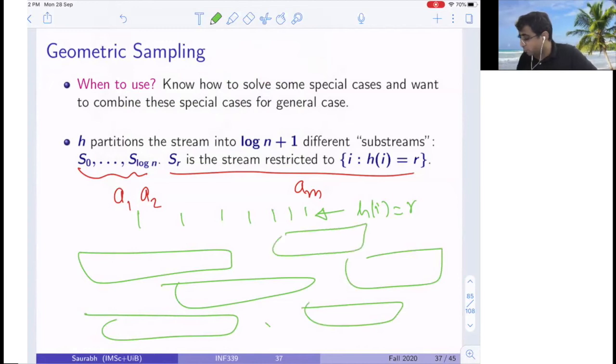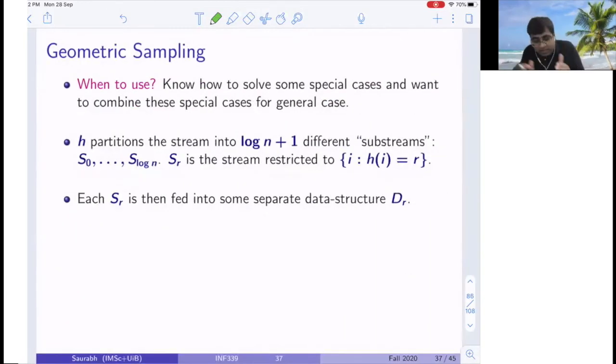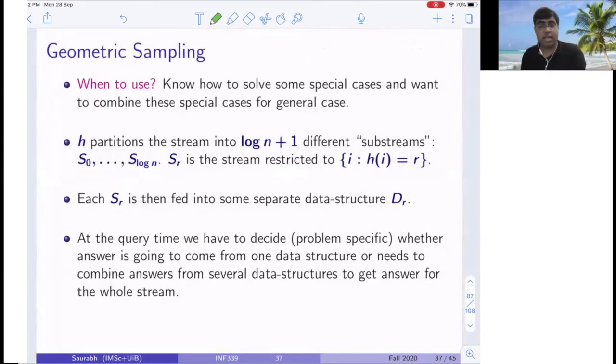What we would like to do is that each substream S_R is then fed into some separate data structure D_R. So for such items, we process them in a different data structure, and for these items, a different one, and so on. At query time, it is problem specific: do we take solutions from different data structures, combine them and give you a solution, or take the solution from one data structure and give you that, and so on.